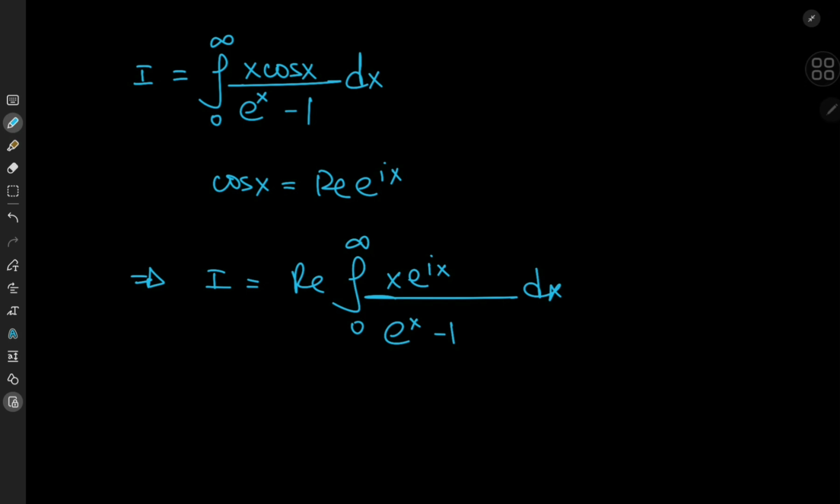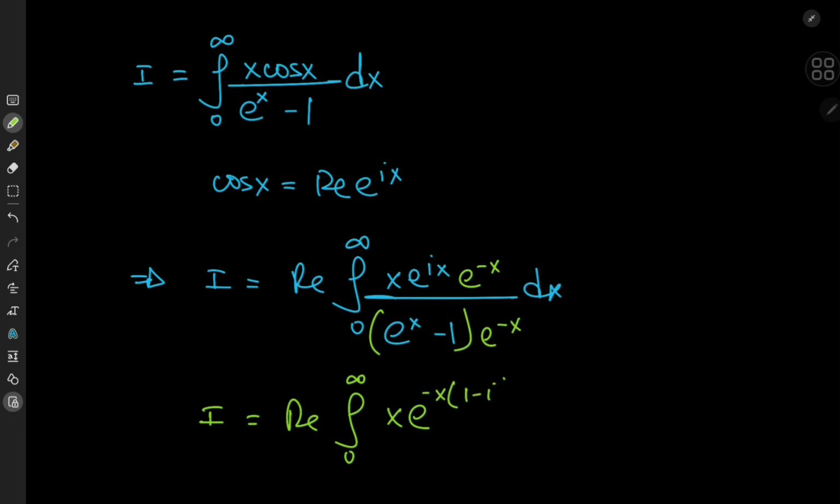And this thing absolutely screams geometric series. But right now, the arrangement does not give us a convergent series on this interval from 0 to infinity. So we can fix that by expanding using e^(-x). That gives me I equal to the real part of the integral from 0 to infinity of x times e^(-x(1 - i)) divided by 1 minus e^(-x) dx, on multiplying the two exponentials and factoring out a negative x.